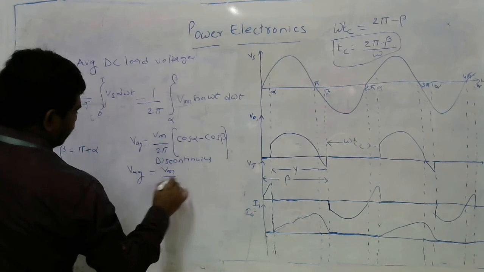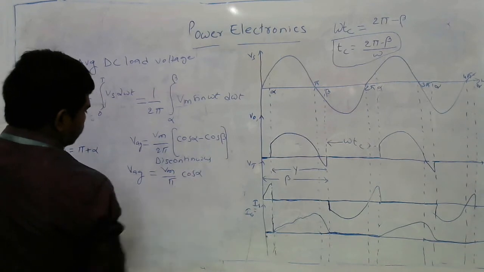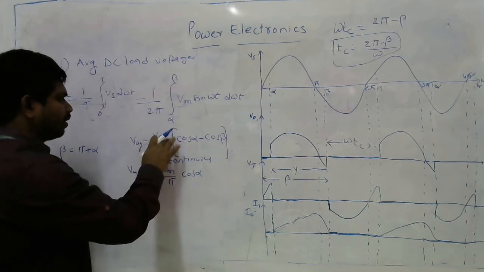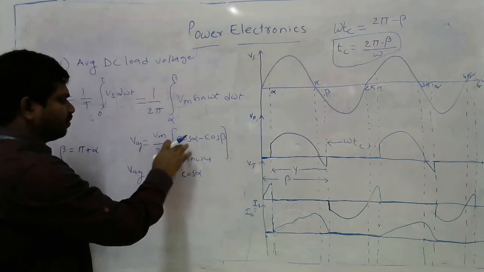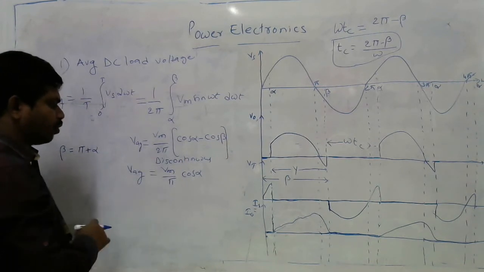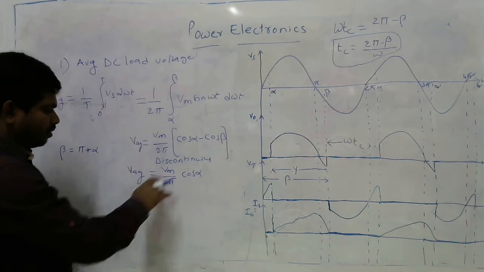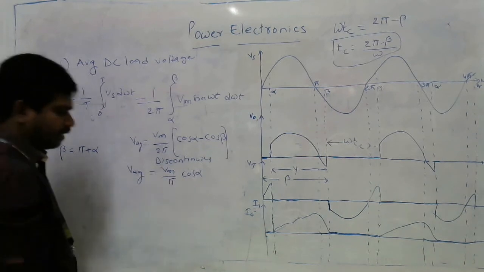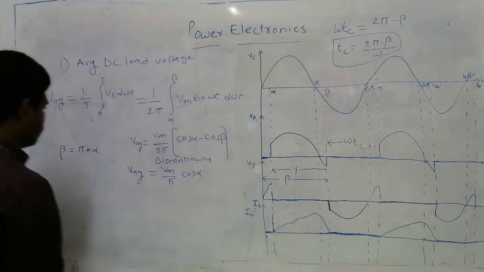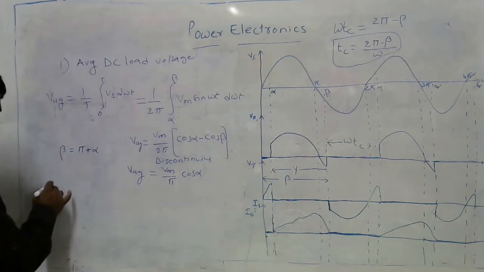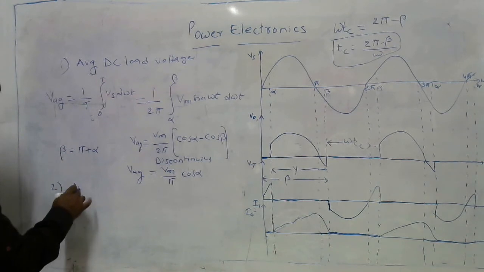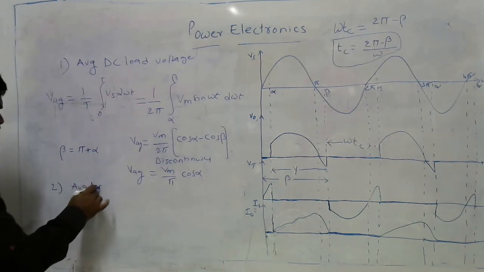by pi cos alpha. See the difference between the continuous operation and discontinuous operation. In the discontinuous operation, we are getting Vm upon 2 pi times (cos alpha minus cos beta). But in case of continuous, we are getting Vm upon pi cos alpha. So much difference is there. Please remember this case very carefully. And coming to the second one, average load current.